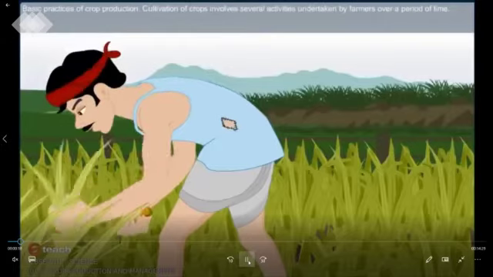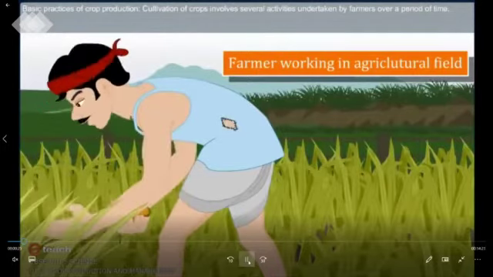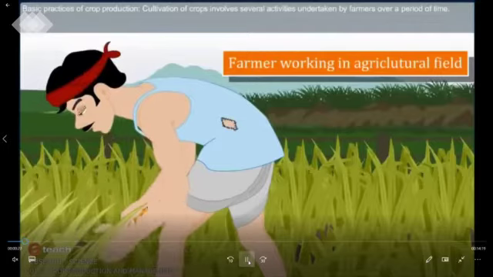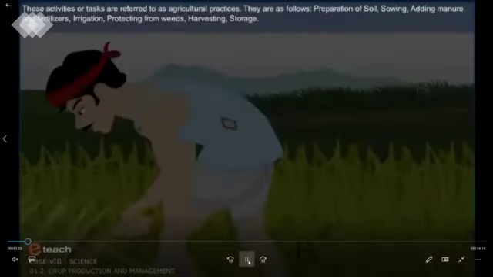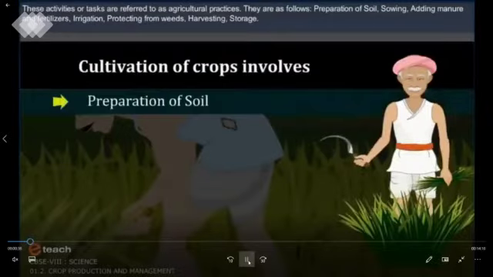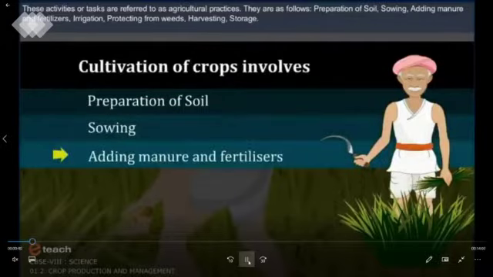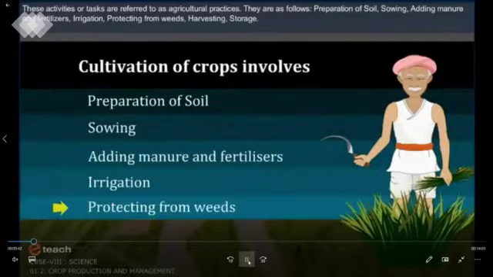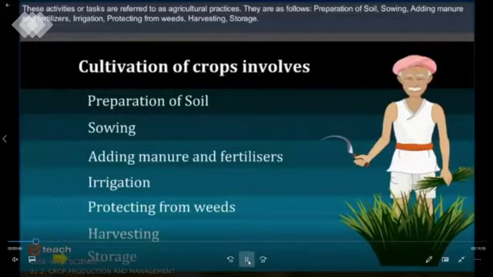Basic practices of crop production. Cultivation of crops involves several activities undertaken by the farmer over a period of time. These activities or tasks are referred to as agricultural practices. They involve preparation of soil, sowing, adding manure and fertilizers, irrigation, crop protection, harvesting, and storage. Now let us discuss these steps in detail.